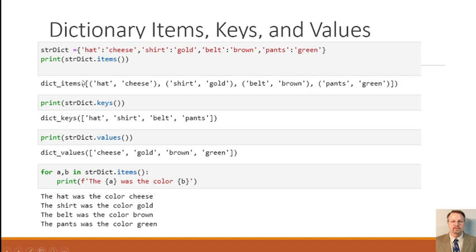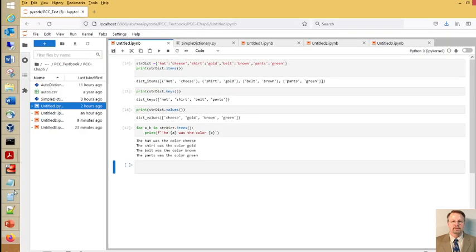And then we can just print them. Let's take a look and see what that looks like here. We've got this dictionary item right here, and if we go to print it, it'll print out the hat, cheese, shirt, gold, belt, brown, pants, green. So we're printing out the dictionary items.